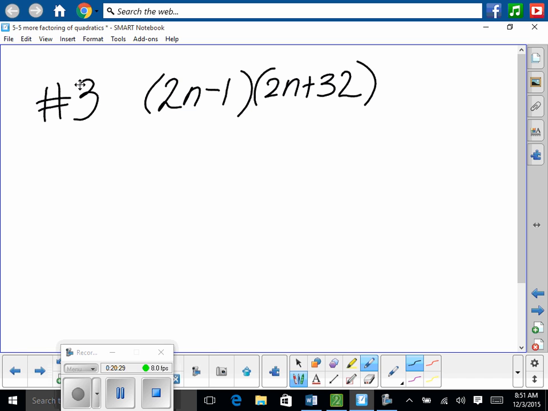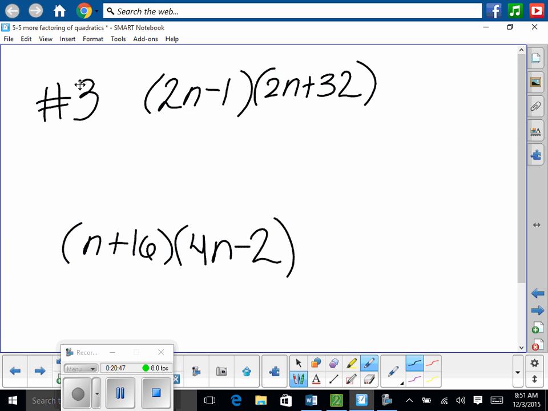Raquel asked me, is my answer right? And I told her no. And now it's aha-ing me that, yeah, she's just as right as I am. She just factored differently. So Raquel, what was your answer? N plus 16, and 4n minus 2. Okay, so this is a good point of why we need to factor completely.